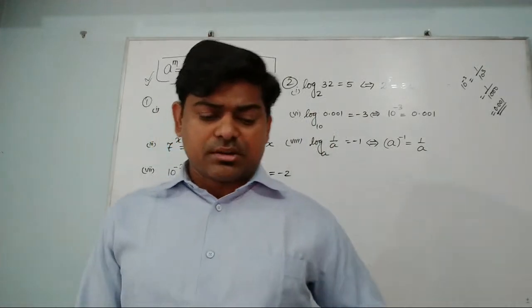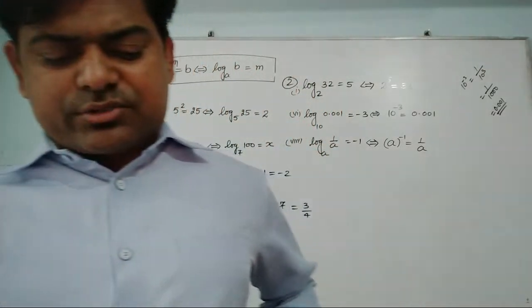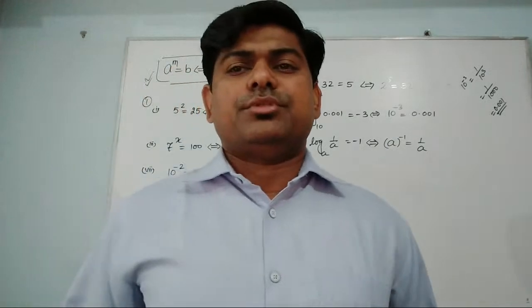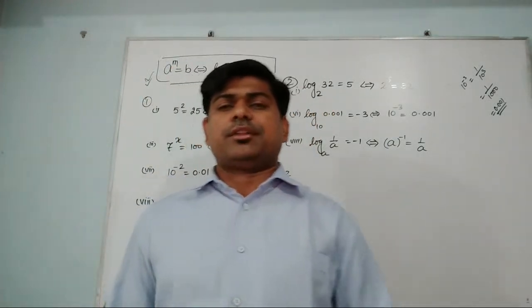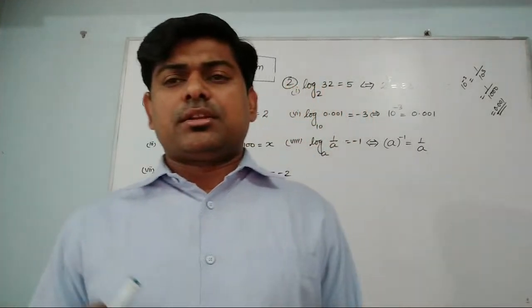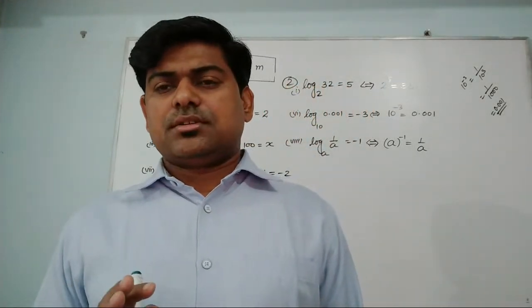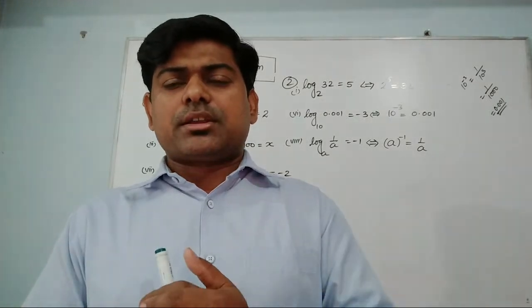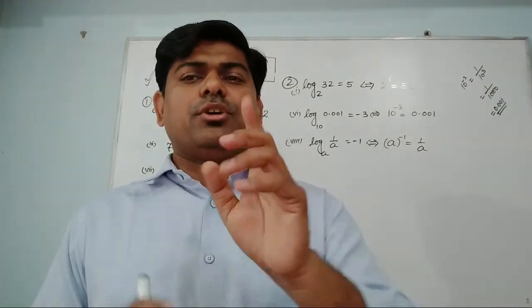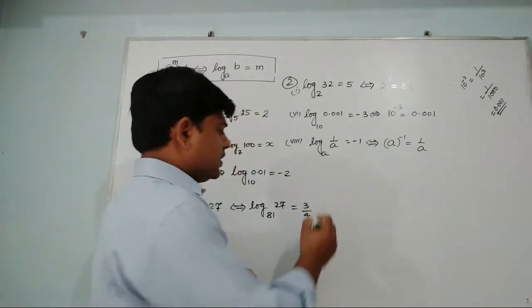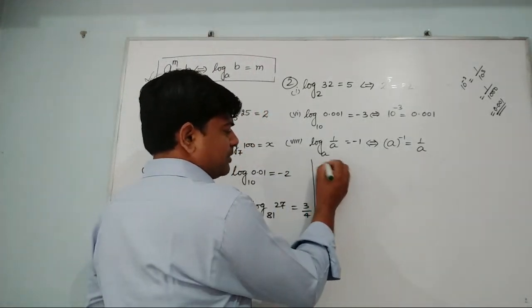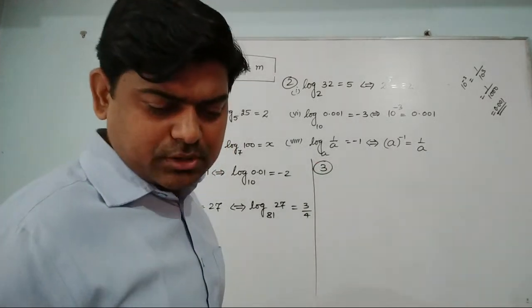Question number 3 is there. It's written: by converting into exponential form, find the value of this one. If some logarithm is there and we want to find the value of this logarithm, we can take it that let it be equal to x. Why am I taking x? If I take it equal to x, it means we have to find the value of x. Hope you are getting it. Let me tell you one thing. Question number 3, I'm writing here. Hope it is well visible.